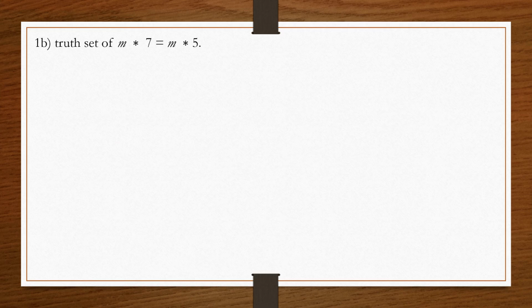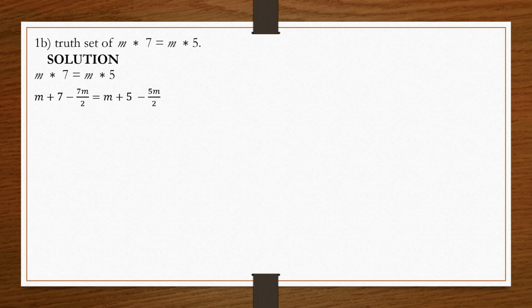Okay, for number 1b, we want to find the truth set of m star 7 equal to m star 5. So we have m star 7 equals m star 5. Let's define it according to the definition of the binary operation. For the left hand side we have m plus 7 minus 7m over 2. The right hand side we have m plus 5 minus 5m over 2.